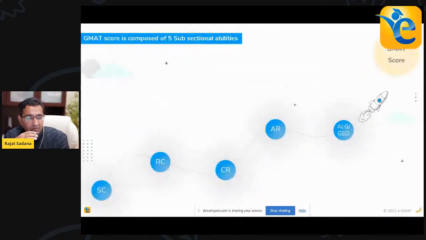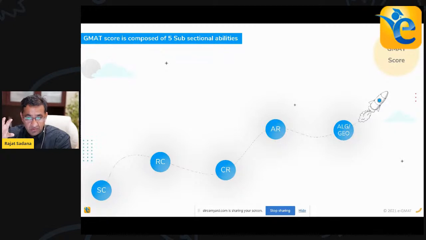Okay, now let's say you are at that 670, 680, or 650 score, and you've got to create the plan to move to that 740, 750 score. The first thing you've got to do is figure out where you need to improve, and how do you go about doing that? You start with that knowledge that your GMAT score is composed of 5 subsectional ability scores.